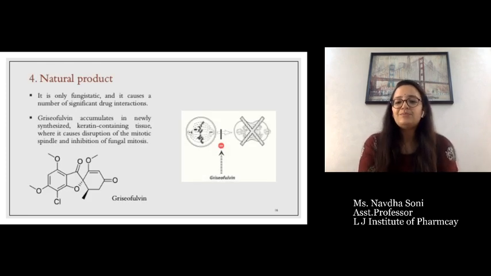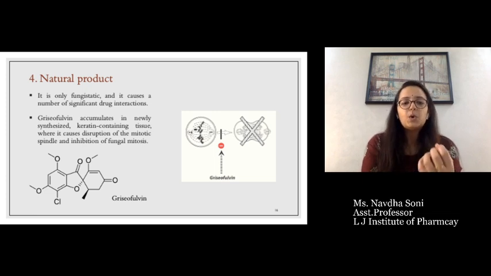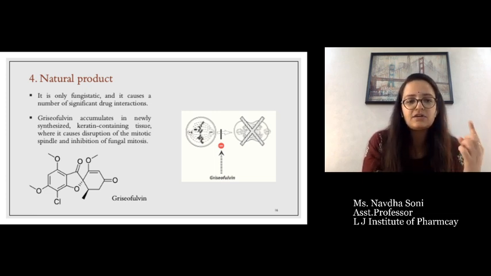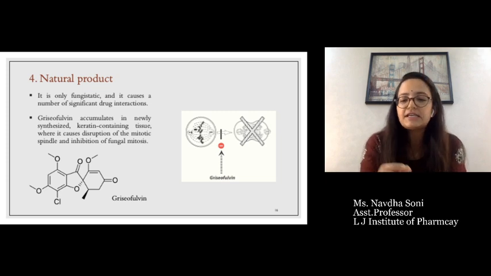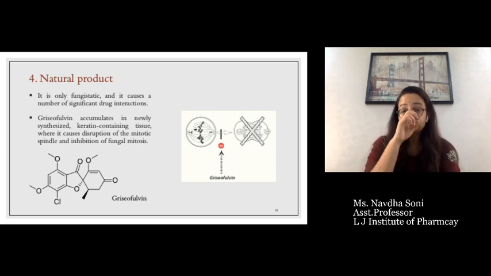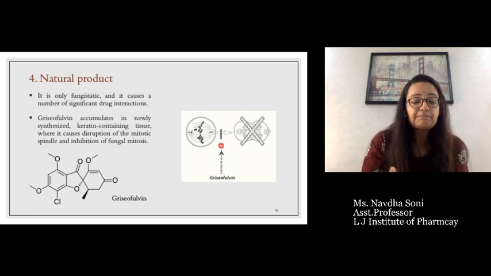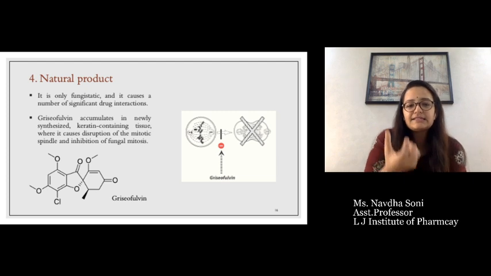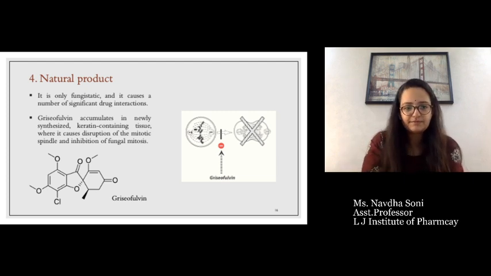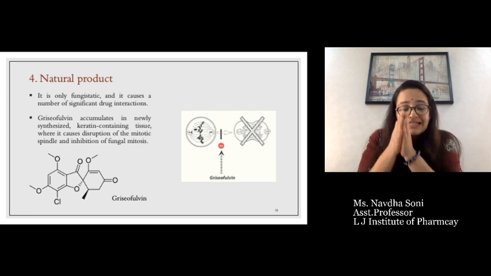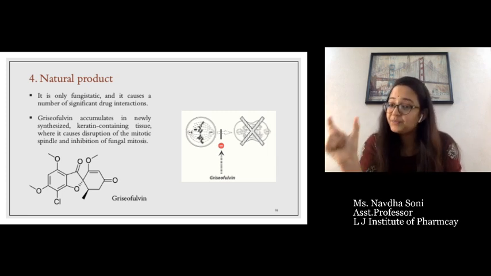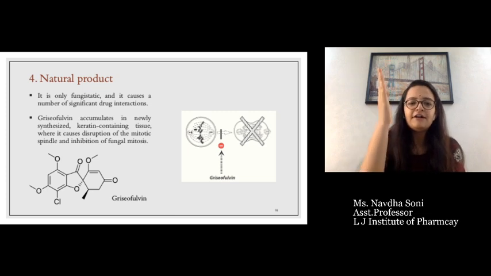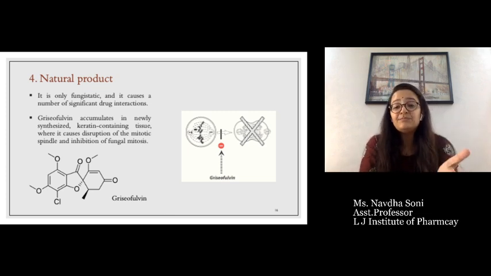Natural product example is griseofulvin. It is only fungistatic and it causes a number of significant drug interactions. How does it act? Griseofulvin accumulates in newly synthesized keratin containing tissues, where it causes disruption of the mitotic spindle and inhibition of fungal mitosis. It inhibits the mitosis process, so there is no spread of fungal cells.